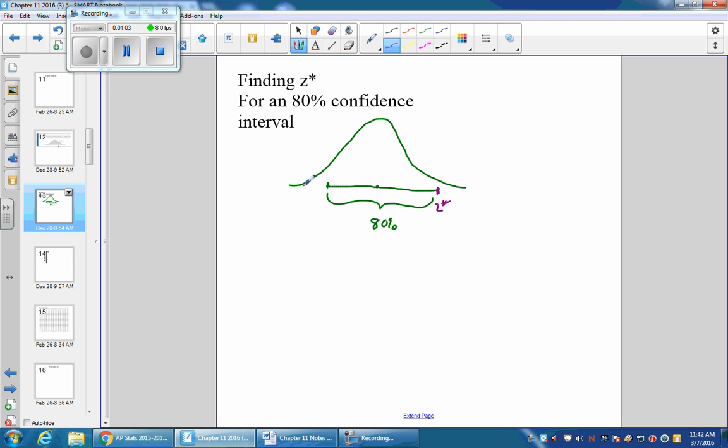Now, using a calculator, we would use the inverse norm function, but we want to find out how far up this goes. So if this is 80% here, that means there's 10% on each side. So really, there's 90% of the values that are at or below z star. So when you type it in your calculator, you do inverse norm of 0.9 rather than 0.8. So if you hit second bars, go down to inverse norm, which should be number 3, 0.9, that should give you a value of 1.28.